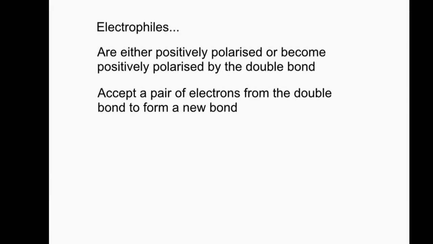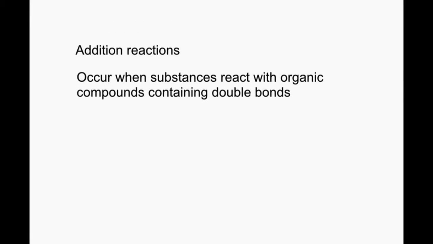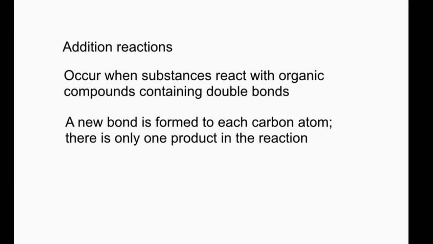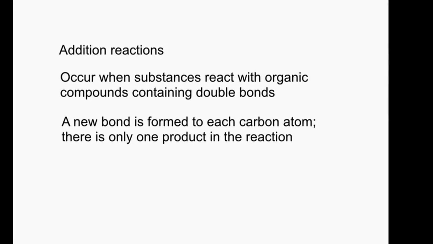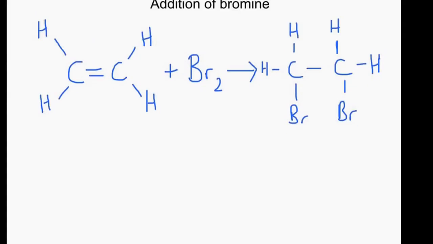So with electrophiles, we're always talking about reactions with a carbon-carbon double bond. And these reactions that we do at AS level are addition reactions. This is because they occur when substances are reacting with these organic compounds that contain double bonds. And as a new bond can be formed to each carbon atom, there's only one product in the reaction, so there's no need to remove anything from the organic molecule, so it's not a substitution reaction.